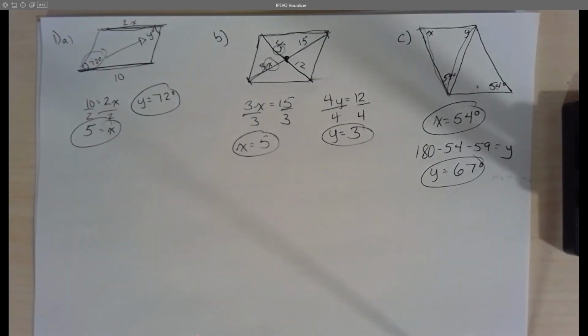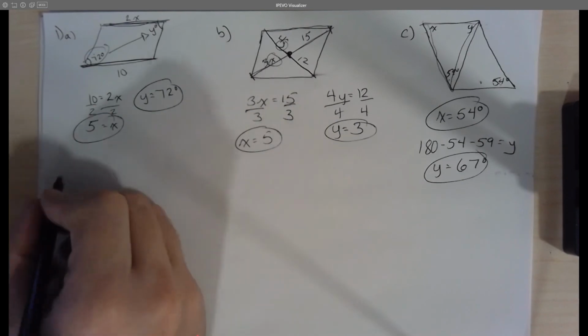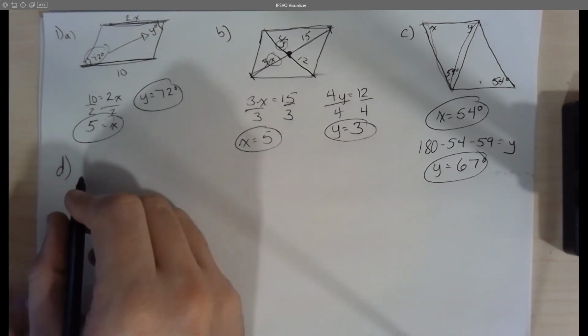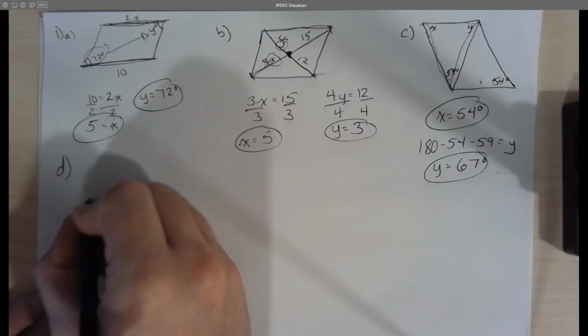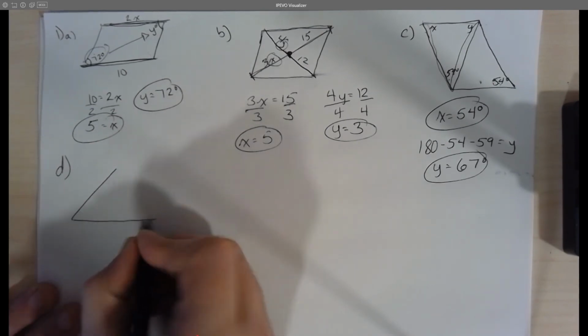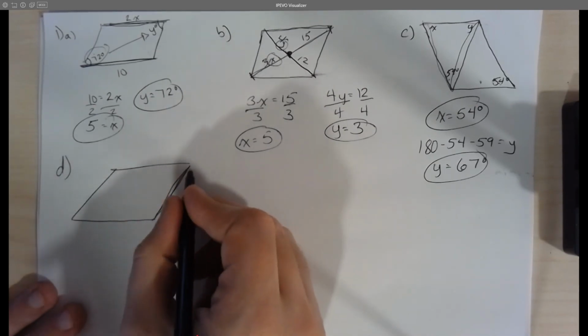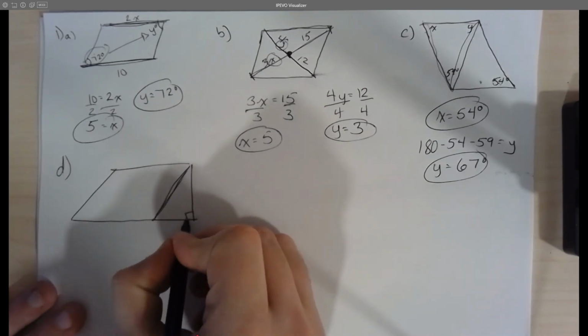Now in this particular question, it does give you D if you'd like to try, and for D, we have a similar question to C. Let's draw it and see if we can figure it out though. D, we have a parallelogram here, and then we have a triangle beside it.